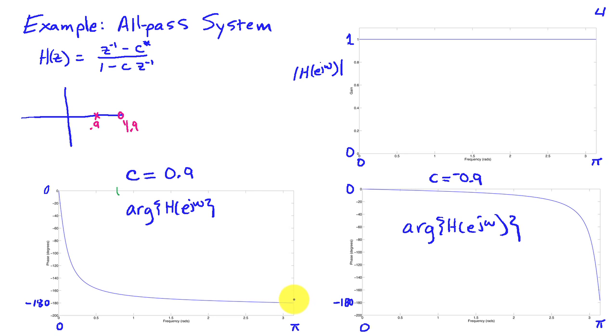If I move the pole to the other side of the real axis, to the negative real axis, at minus 0.9, then it turns out the phase response is relatively flat initially, and as we get close to frequency pi, it gets much steeper. Okay, so those are two all-pass systems. Both of them have the same magnitude, which is unity for all frequency, and they just have different phase responses depending on where you put the pole.